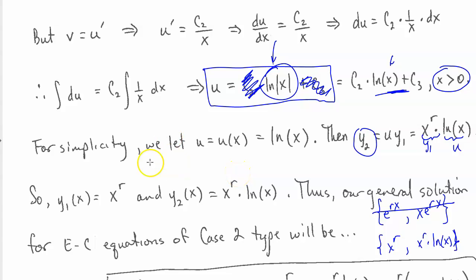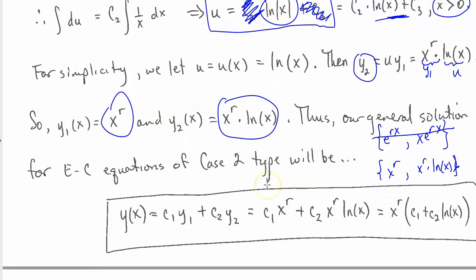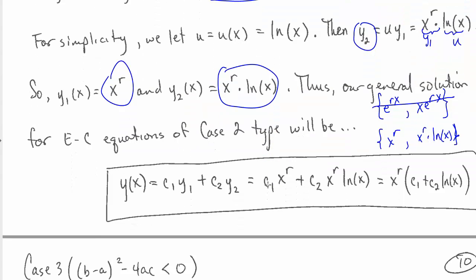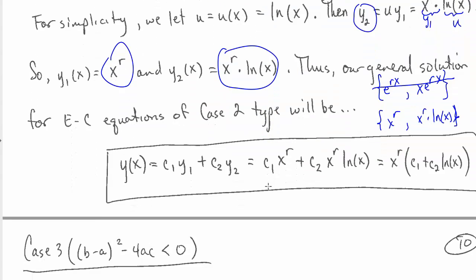And then of course we know that if we take linear combinations of these two functions, then we can get a general solution to this Euler-Cauchy equation for case 2. And so again, you could express it this way or you could express it this way.